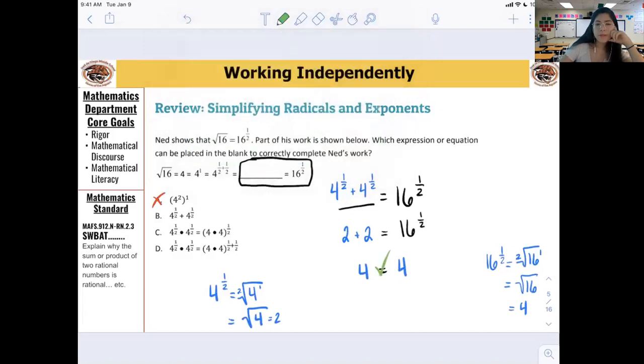This is multiple choice, so at this point I can basically circle it, and that's all I have to do.